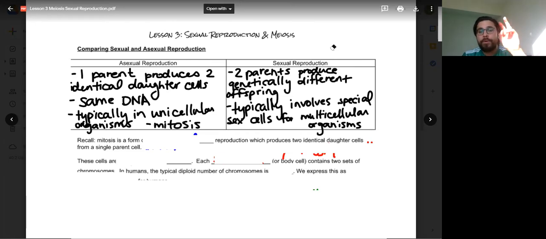With meiosis, or with sexual reproduction, we have 2 parents that produce genetically different offspring almost every single time. Without fail, unless it's identical twins, and even that's a little bit of a dicey concept, but without fail, sexual reproduction will always produce a genetically different offspring, and it will always involve some type of special sex cell for multicellular organisms. In humans and most animals, it is sperm and egg, and we'll look at some of those processes for the creation of sperm and egg throughout this course, as well as why it's so important and crucial in the context of sexual reproduction and genetics as a whole.